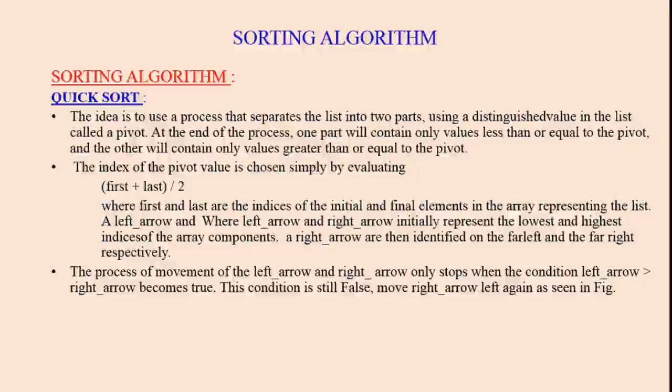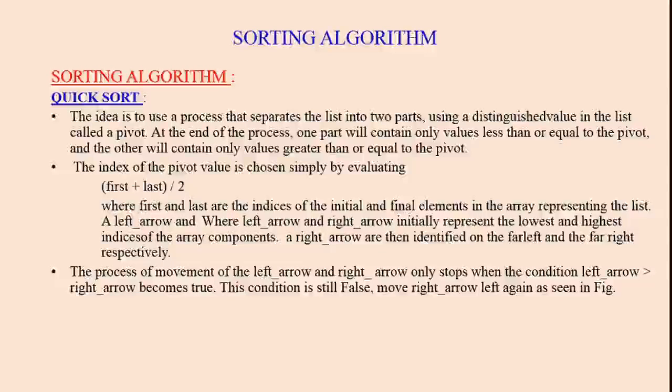Now continuing the movement of the right arrow to the left, the pivot value is reached at the right arrow. The position of the right arrow is shown in the figure. Having reached this status, the contents of A left arrow and A right arrow are interchanged. After this interchange, the contents of the elements are shown in the above figure. The process of movement of the left arrow and the right arrow only stops when the condition left arrow is greater than right arrow becomes true. In the figure, this condition is still false.